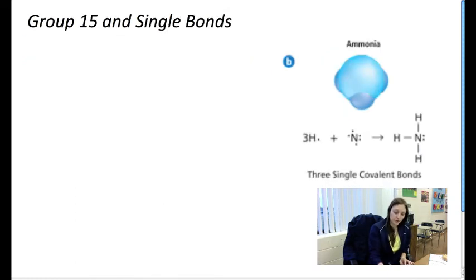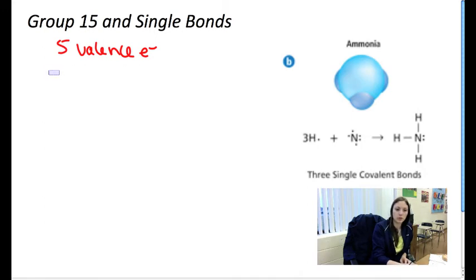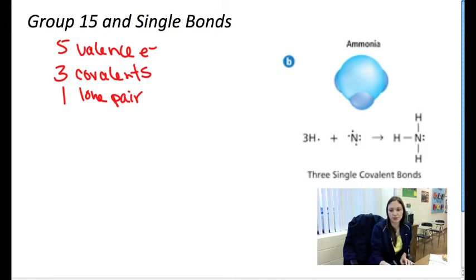Now if we're in group 15, these guys have 5 valence electrons, and they want to have 8 total. So we're going to form 3 covalent bonds and have 1 lone pair. So the nitrogen, for example, has 3 here that it needs to share. So it gets 3 hydrogens, forms 3 bonds, and ends up having 1 lone pair.